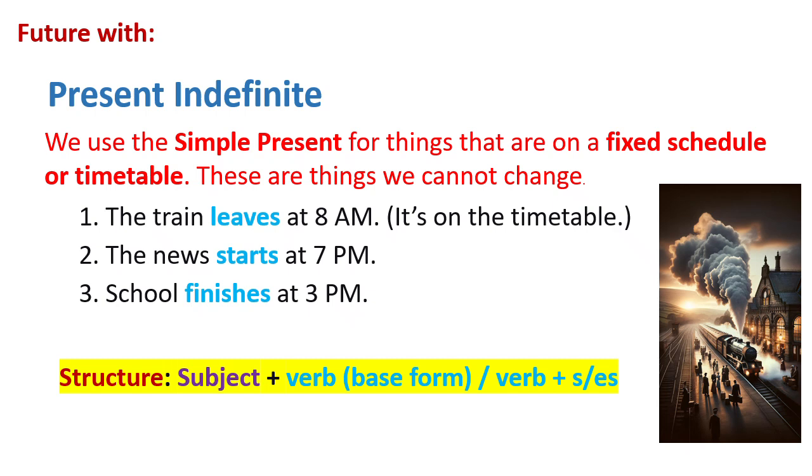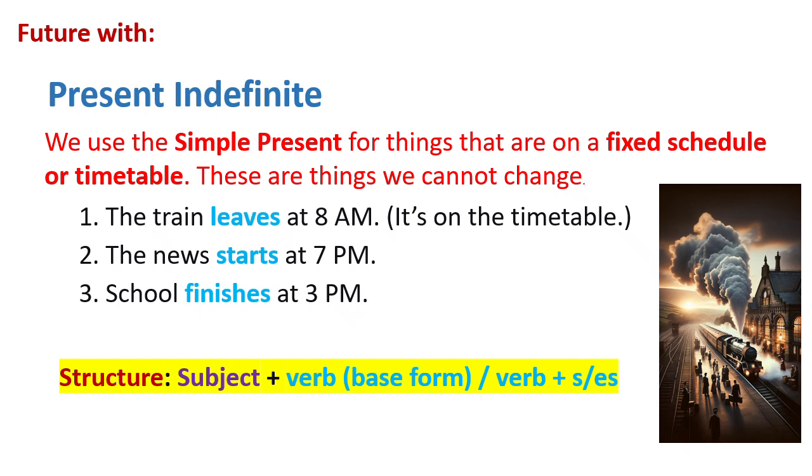Next, the news starts at 7 p.m. So you can see the news starts at 7 p.m. This is the schedule of the news or the timetable of the news. And the school finishes at 3 p.m. This is the timetable of the school. So you can see here in all these cases, they are according to the timetable, and the time is also mentioned, and the thing is repeated, and we don't have any control. We are not the authority here, but it is the future time.